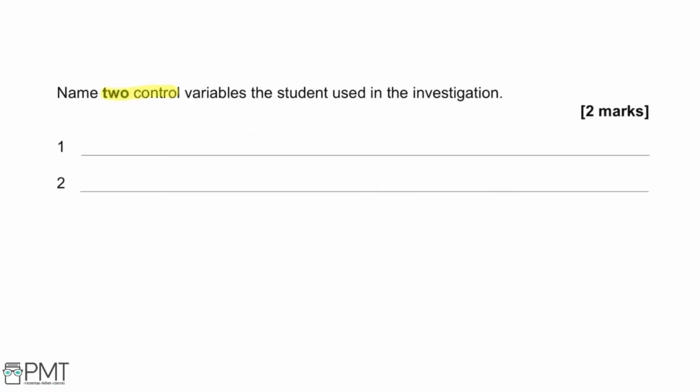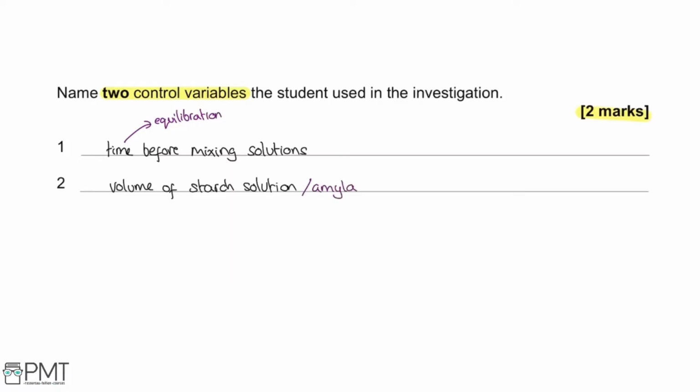Name 2 control variables the student used in the investigation, and this question is worth 2 marks. Remember, control variables are kept the same, and one of these you could talk about is the time before mixing solutions. This is called equilibration time. Another control variable was the volume of starch solution, or you could talk about volume of amylase solution, mixture added to the spotting tile, or the volume of iodine added.